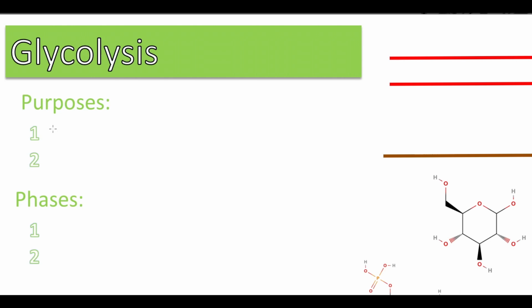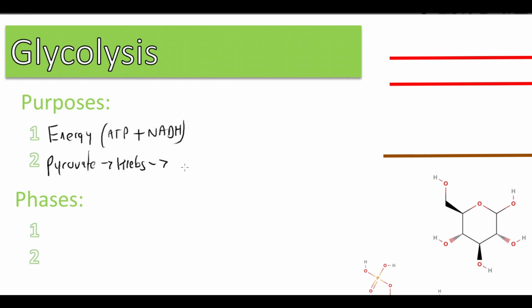So the two purposes of glycolysis, you could say, are energy production, so you have energy in the form of ATP plus NADH. And the second purpose is to produce pyruvate, which can join the Krebs cycle. And we'll have another lesson on that, which can then produce some energy carriers like NADH or FADH2, which can go to the electron transport chain. And in the electron transport chain, you can produce some ATP, and this ATP can be used by the cell.